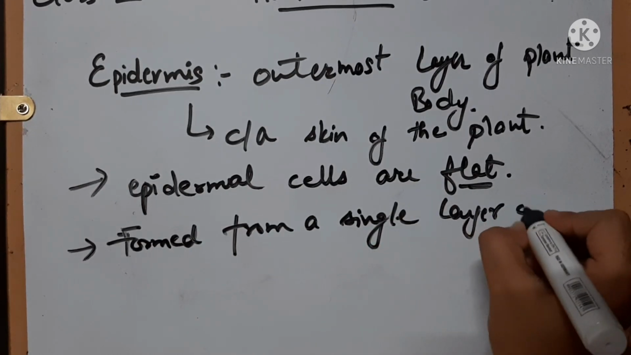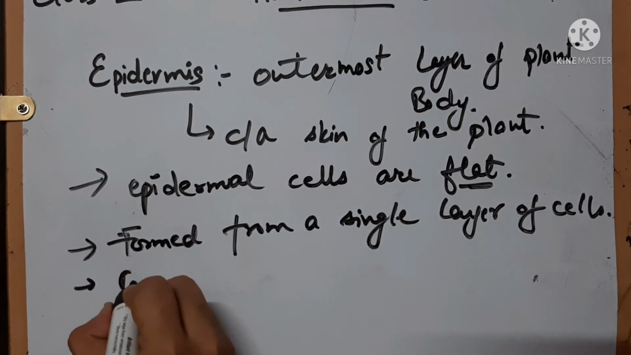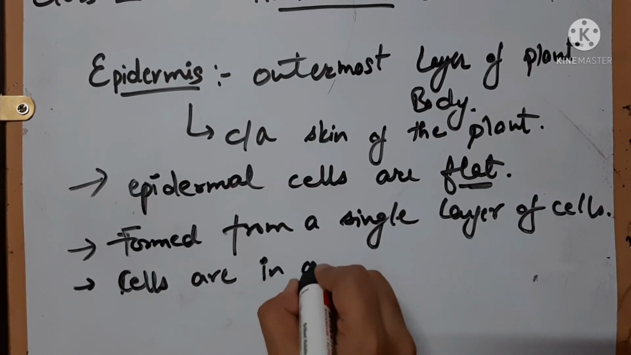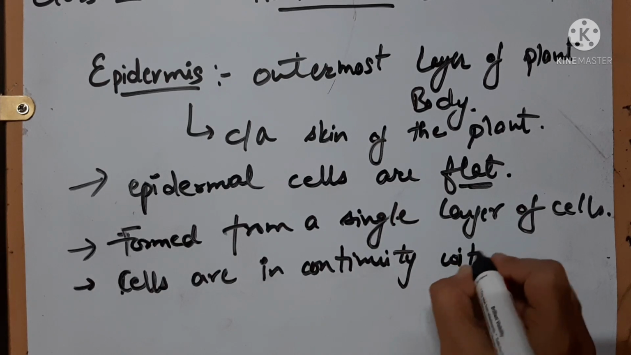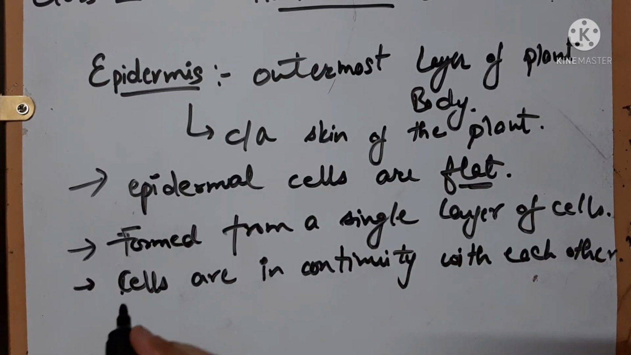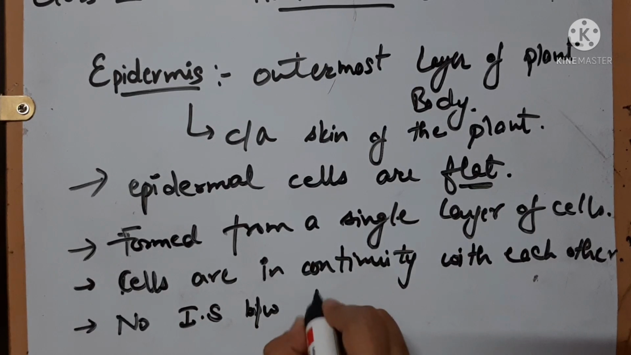There is a single layer of cells. These cells are continually arranged. You can say they are in continuity with each other. As they are in continuity with each other, there will be no intercellular space between them. They are tightly, compactly packed.